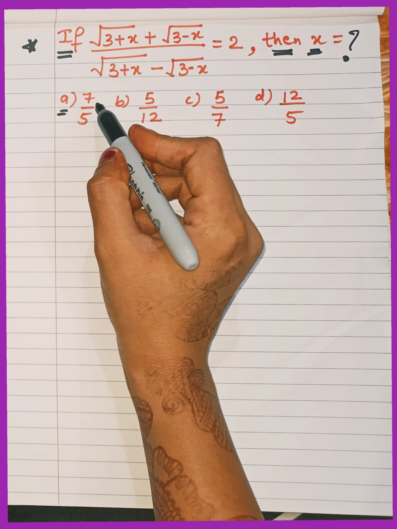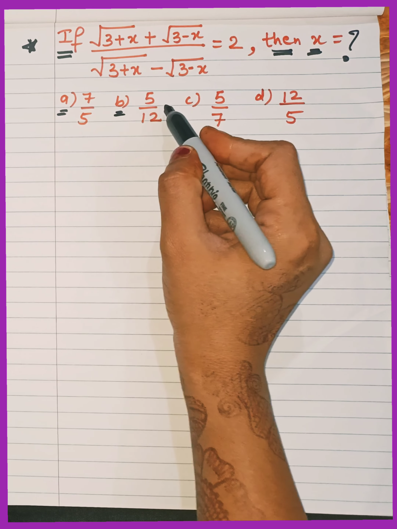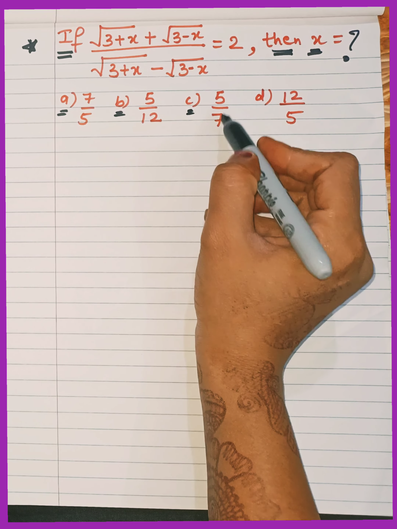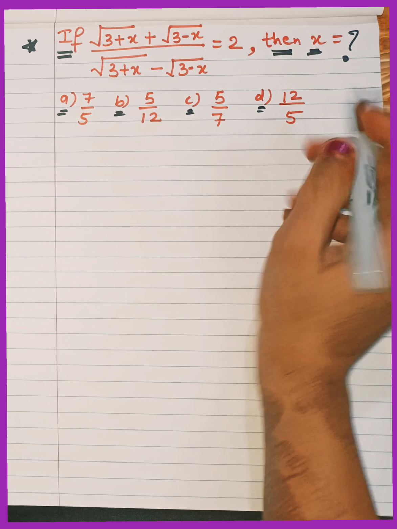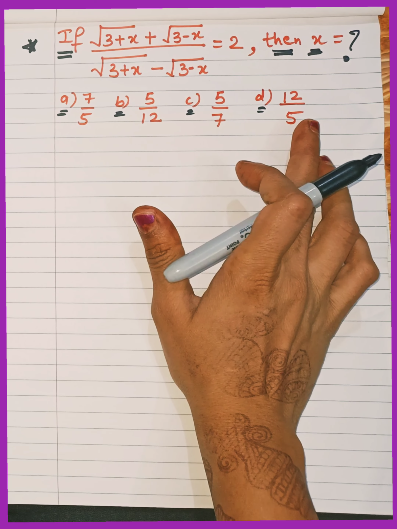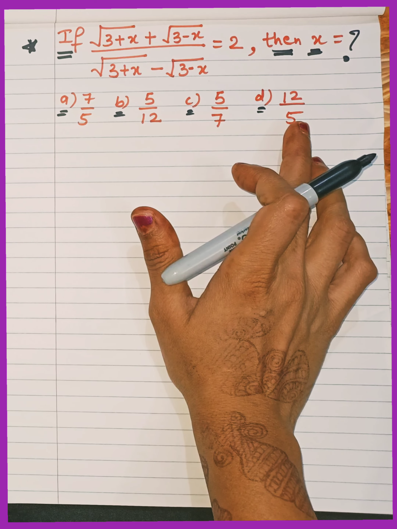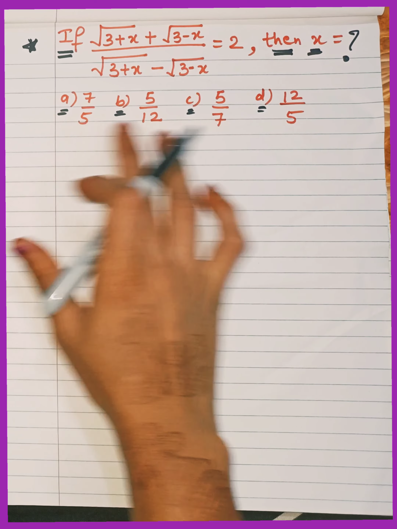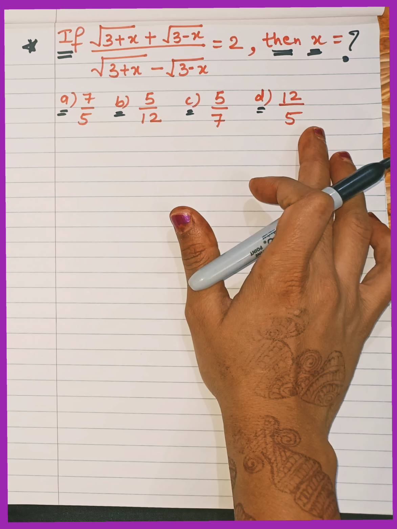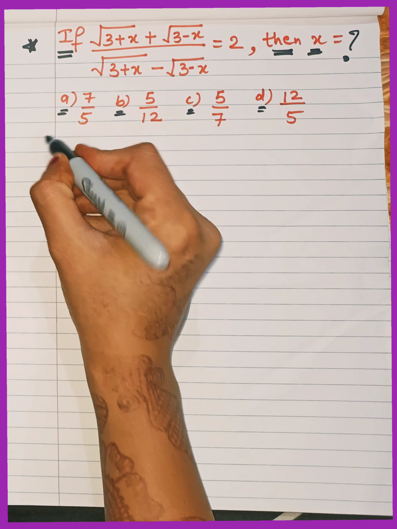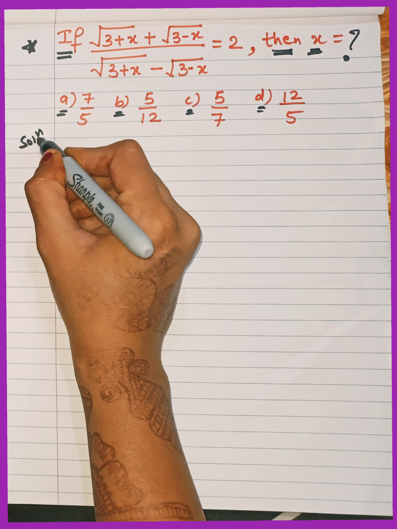These are the options which are given to us: 7 upon 5, 5 upon 12, 5 upon 7, and 12 upon 5. So these are the four options. Let us try to solve this question and see out of these four options which one is the correct answer for this type of question. So moving ahead with the solution part.